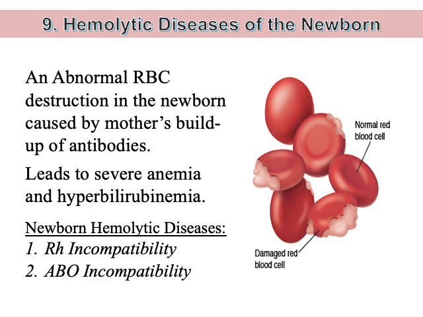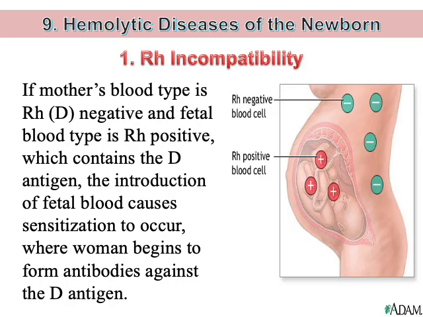And these two diseases we will discuss further: RH incompatibility and ABO. RH incompatibility occurs when the mother's blood type is RhD negative and the fetal blood type is RH positive, which means the fetal blood contains the D antigen. The introduction of fetal blood causes sensitization to occur, and in this case, the woman begins to form antibodies against the D antigen. Remember that RH incompatibility only occurs when the mother is RH negative and the baby is RH positive.